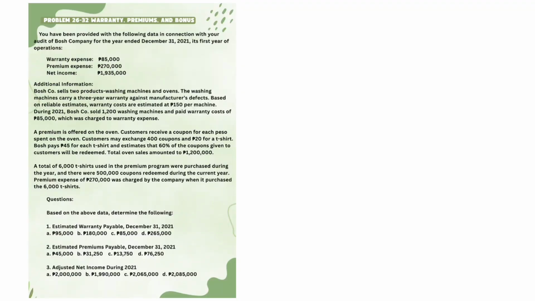For the next problem, this one is about warranty premiums and bonus calculations. We'll break it down step by step so we can understand how to compute these amounts correctly. So for this problem, we have financial data for Bosch Company for the year ended December 31, 2021. Bosch Company sells washing machines and ovens. And we need to determine the following: the estimated warranty payable, estimated premiums payable, the adjusted net income, and the bonus calculations both before and after tax. So let's go through each one carefully.